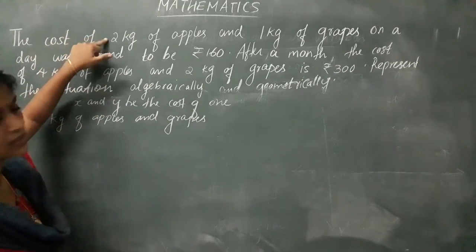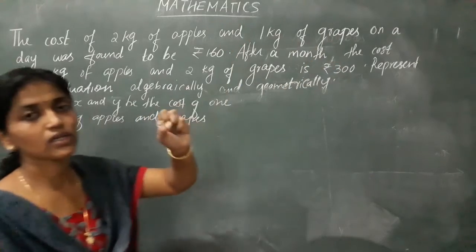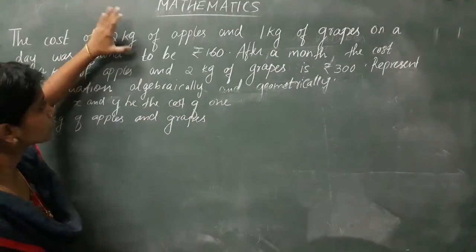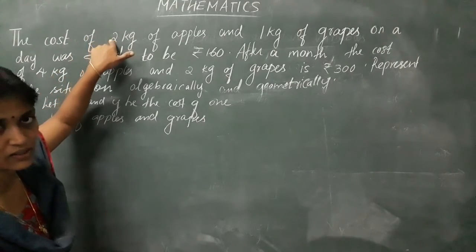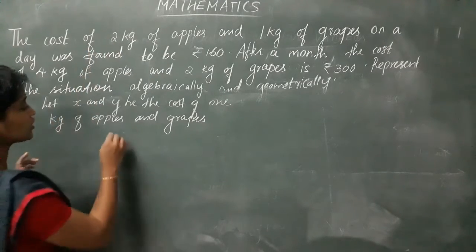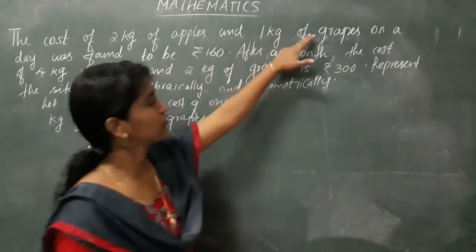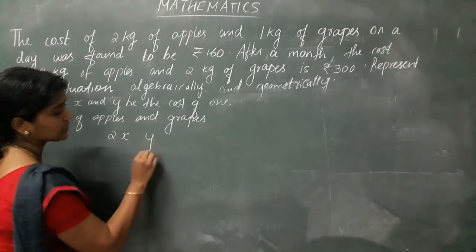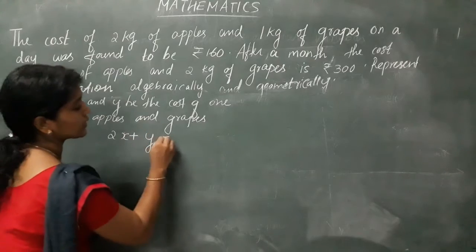For that we will go to the condition. 2 kg of apples and 1 kg of grapes. What will be the total cost if the cost per kg is x? Total cost for 2 kg of apples will be 2 into cost per kg, that is 2x. Isn't it? And 1 kg of grapes. What is the cost of 1 kg of grapes? It is y. Its total cost is 2x plus y, that is equal to 160.